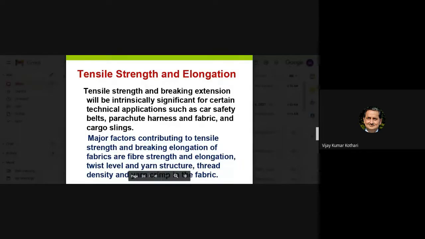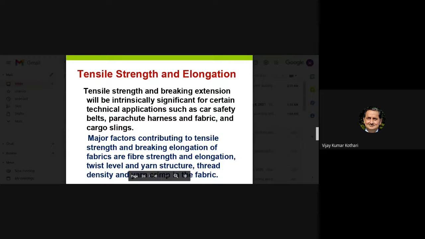We now look at another property which is often important, not so much in everyday clothing or leisure textiles, but this property becomes important in applications such as car seat belts, parachute harnesses and fabrics, and cargo slings, to name just a few of them. In many applications like ropes, cords, etc., the structure is going to be under heavy tensile load during its use, and unless the structure is able to take the load which is coming on it, it will not be able to sustain itself.